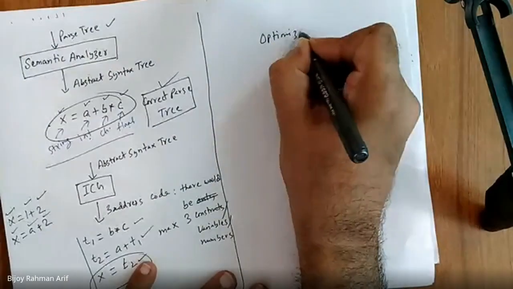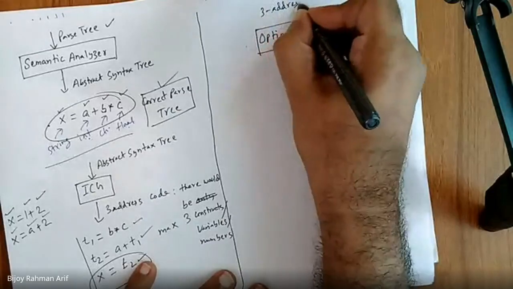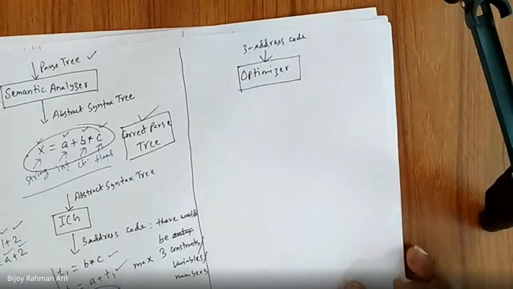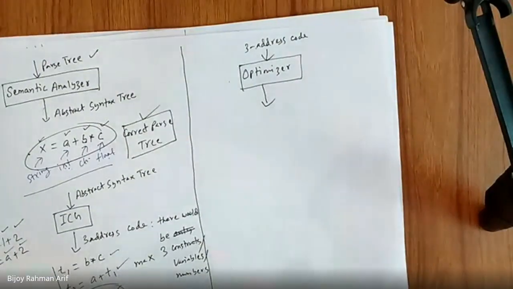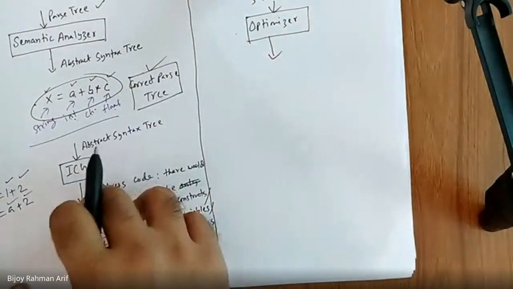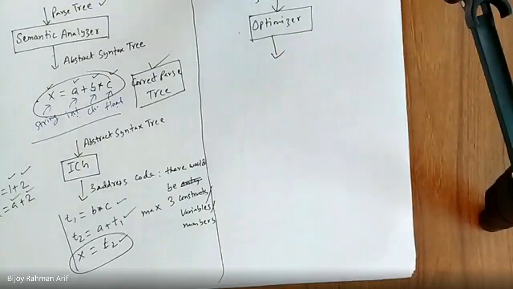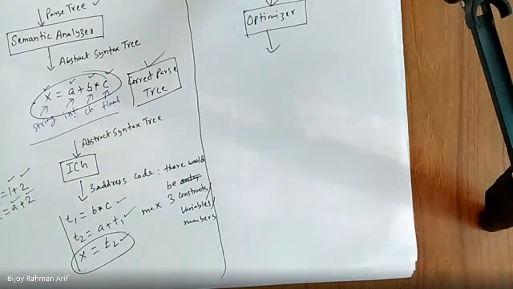Optimizer. Optimization. In the optimizer phase, we pass the three address code and we are trying to minimize the expression. Is it possible to minimize here? Instead of 3 expressions, is it possible to create only 2 expressions? Possible. Three address code, 2 expressions. Here, three address code, 3 expressions. Is it possible to create three address code with 2 expressions?